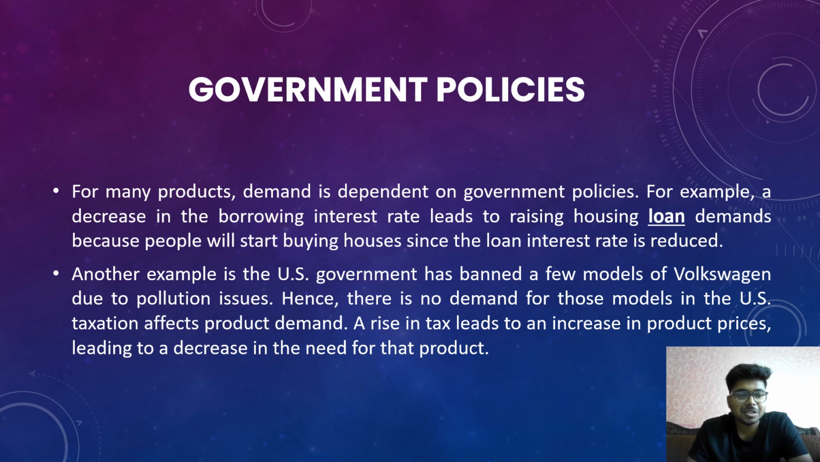Government policies. For many products, demand is dependent on government policies. For example, a decrease in the borrowing interest rate leads to rising housing loan demand, because people will start buying houses since the loan interest rate is reduced. Another example is that the US government has banned a few models of Volkswagen due to pollution issues. Hence, there is no demand for those models in the US.